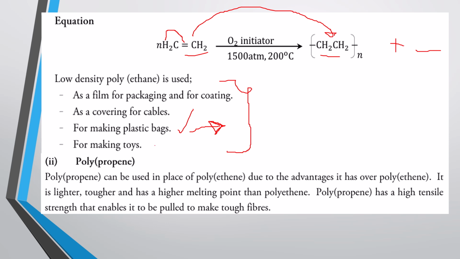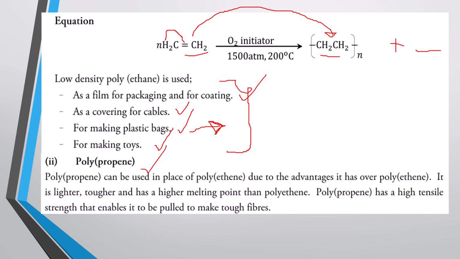It's also used in making toys, since it can be used as a plastic. It is also used in covering of cables because it's a poor conductor of electricity. It can also be used as a film for packaging and coating of materials. So after having looked at that, let's proceed to the next addition polymer, and we are going to look at polypropene.